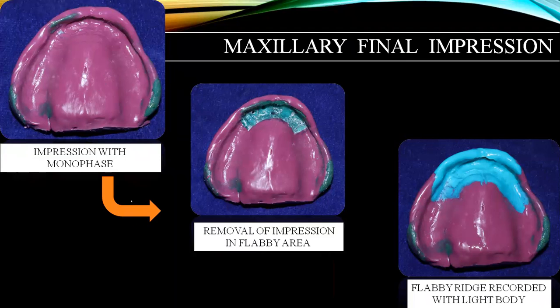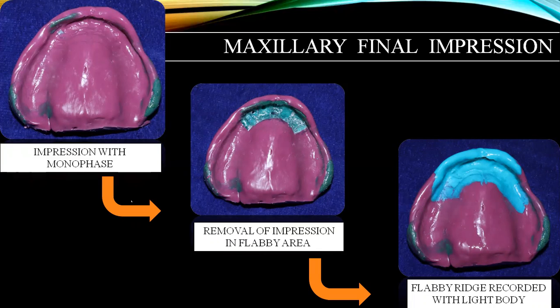Light body was injected in the custom tray over the flabby portion and then placed in the patient's mouth. Different viscosities of impression materials were selected so as to record the load-bearing area in functional state and other areas, that is flabby tissue and relief areas, under minimal displacement.